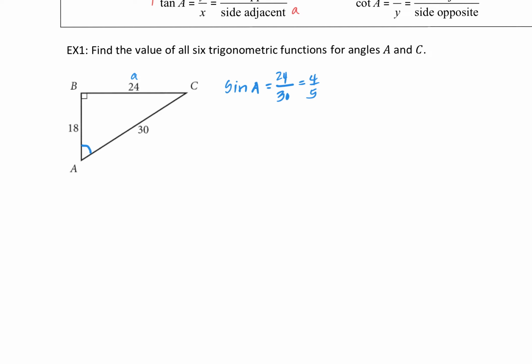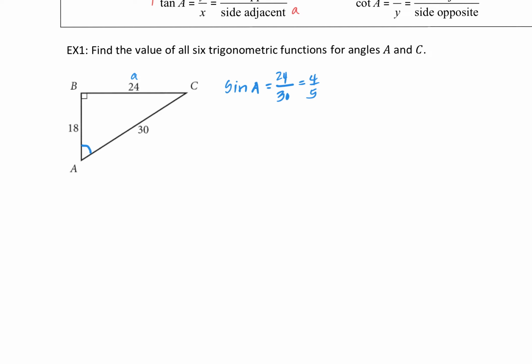And then C goes with side 18, so that would be the side opposite. But we're looking at angle A. So with respect to angle A, the side opposite is 24, the hypotenuse, which is always the longest side, is going to be 30.